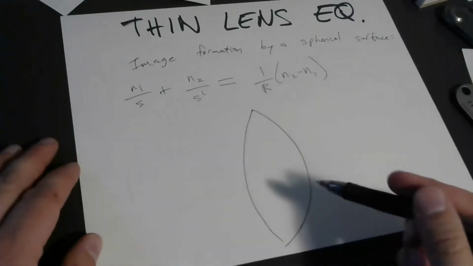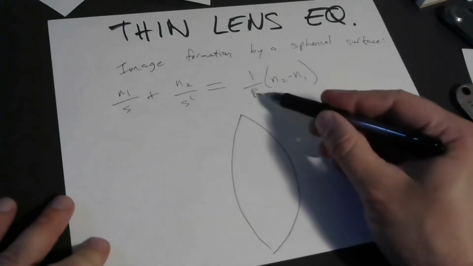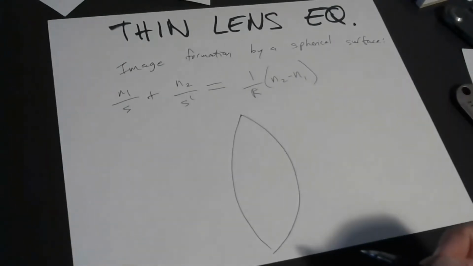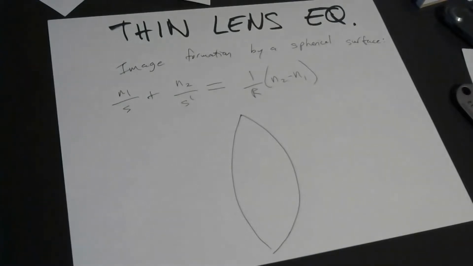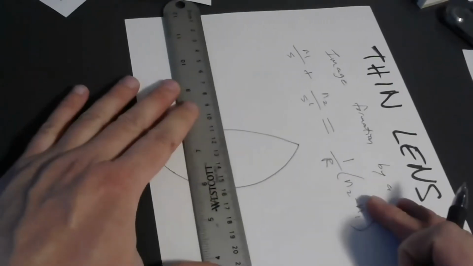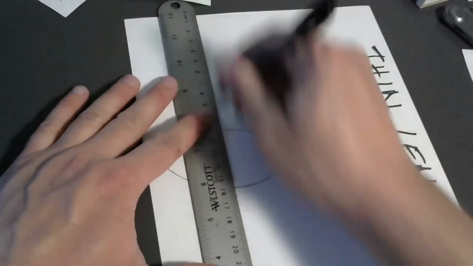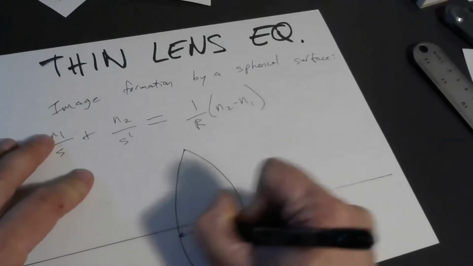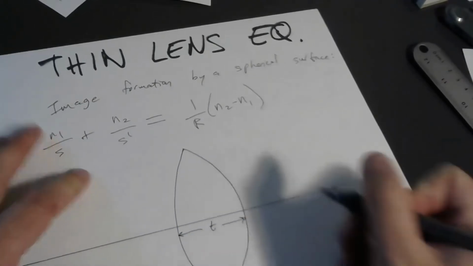Now, as we go through this, don't forget that this quantity R, the radius, has a sign associated with it. It could be a positive number, and it could be a negative number. There is a sign convention that you have to bear in mind. First, let me draw the optical axis. Your book refers to this thickness as T.